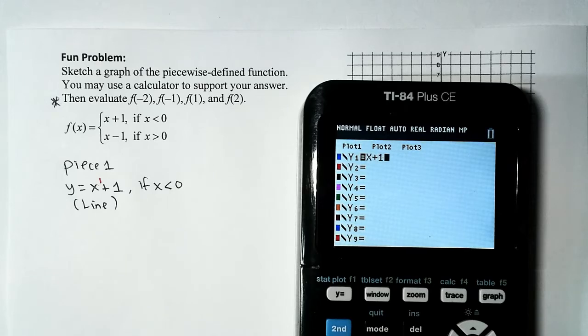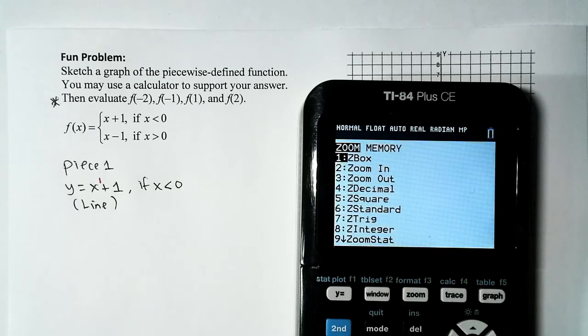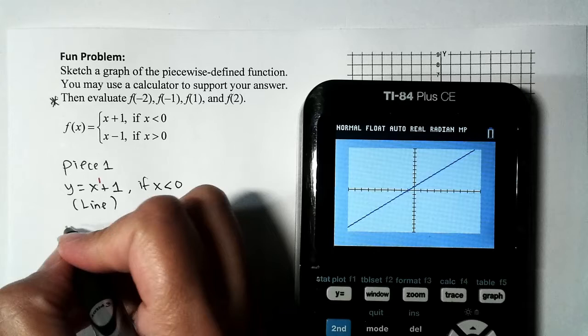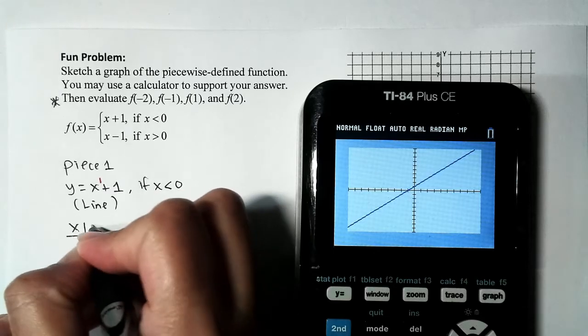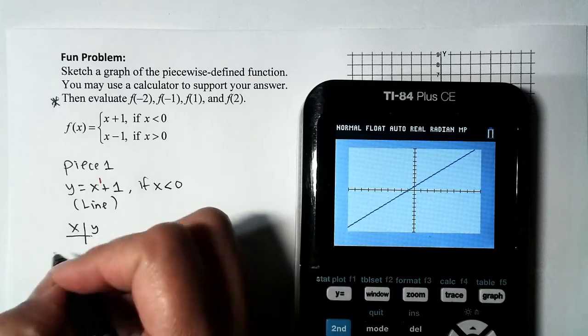We have already established that the graph is a line. The wrong window. Let's come back home. So we'll do zoom 6. Okay, zoom standard. Okay, so we have a line that goes up, and then let's go ahead and do our table of values. So we have x, y, and then I can't use 0, so we'll go ahead and use 1.